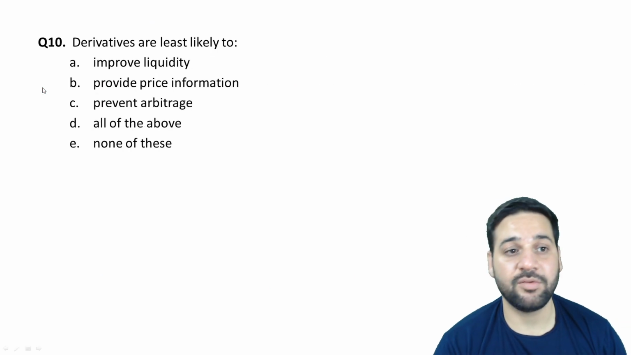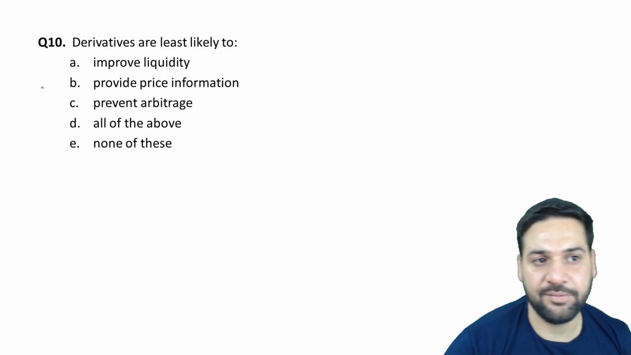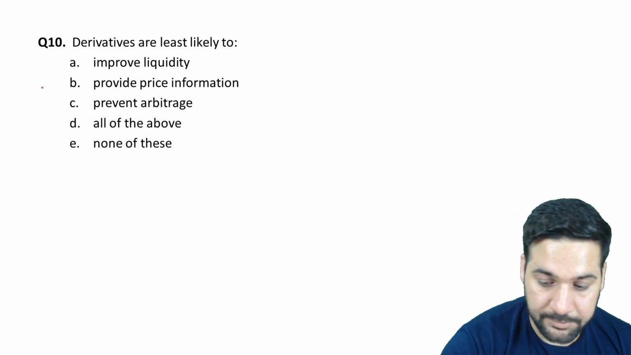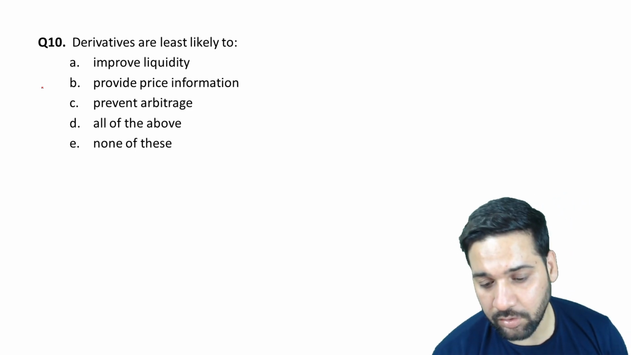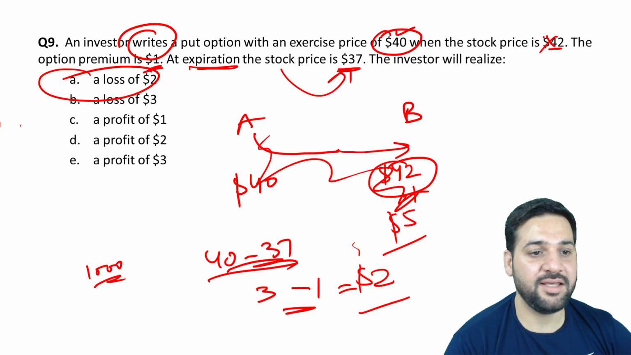Okay. Next question. Please do it yourself. Derivatives are least likely, a very easy question. Now you should do it. You should be able to do it. Somebody said C or what?